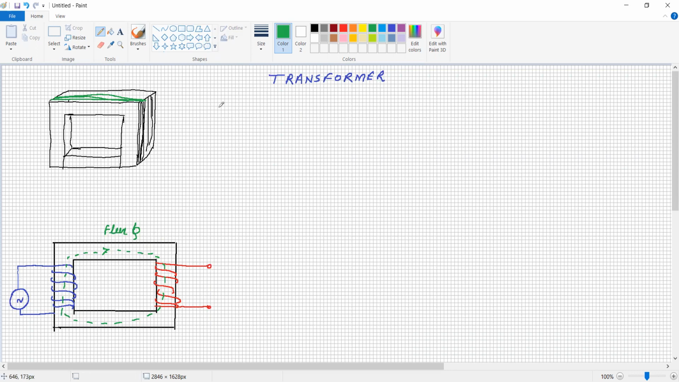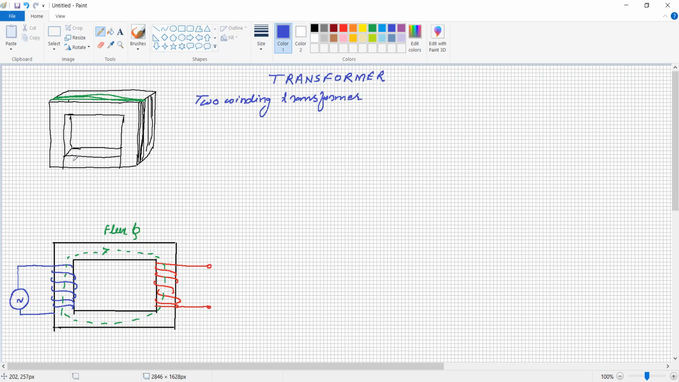So these are the laminated cores, and over this laminated core the winding is carried out. There are two windings, so it is called a two winding transformer.